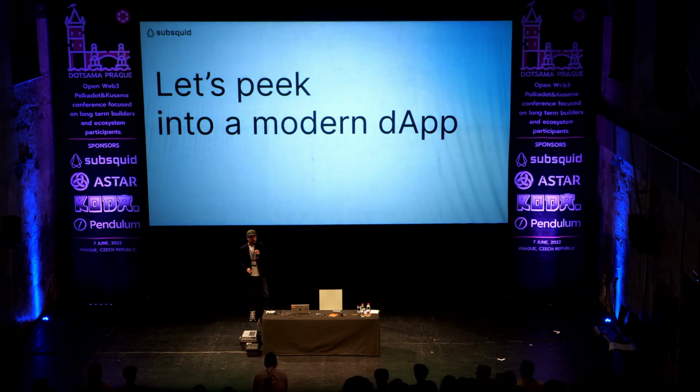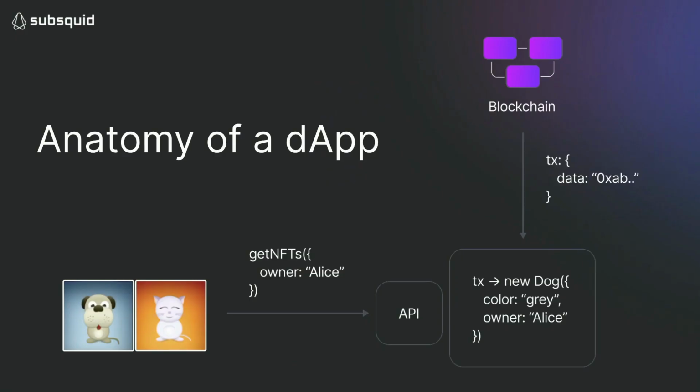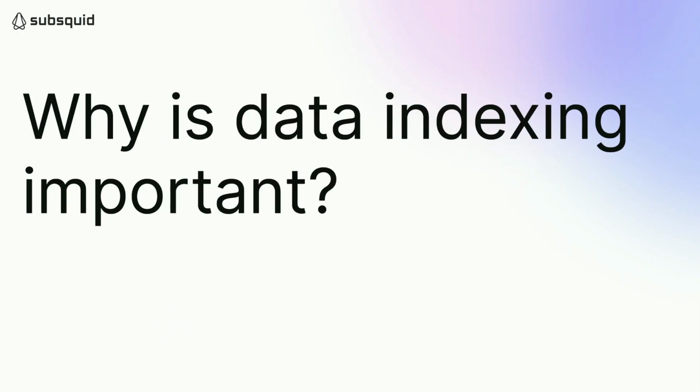So before we proceed, let's peek into the architecture of a modern dApp. Usually you don't connect your dApp directly to the blockchain node, and usually there is a data middleware, where there is actually an API that your dApp is speaking to, and there is a blockchain node and something in between that is usually called indexing middleware. So why is it important to have a middleware in between? Why is it not a good design to have a direct connection to the blockchain node?